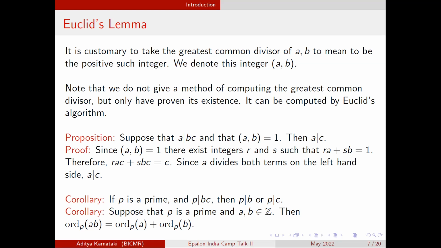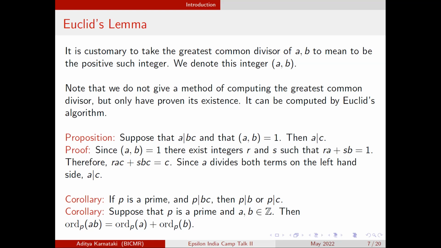This is not true if P is not a prime. Like 6 can divide something. 6 does not divide 2 and 6 does not divide 3, but 6 divides their product. So if A and B are 2 and 3, then the order of, say, 6 dividing 6 is 1 on the left hand side. But on the right hand side, you will get both to be zeros.